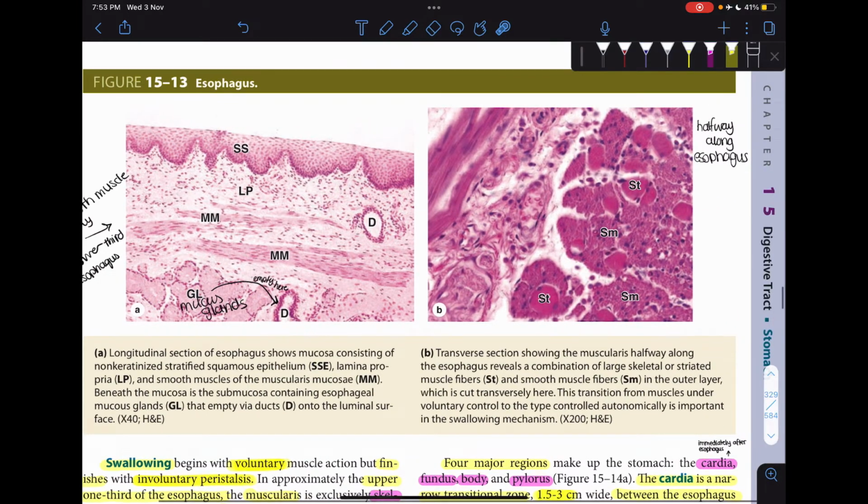This is also a transverse section showing the muscularis. As you can see, we have a mix of both the skeletal muscle and the smooth muscle fibers. Through that we can tell that this is a section of the middle of the esophagus. Okay.